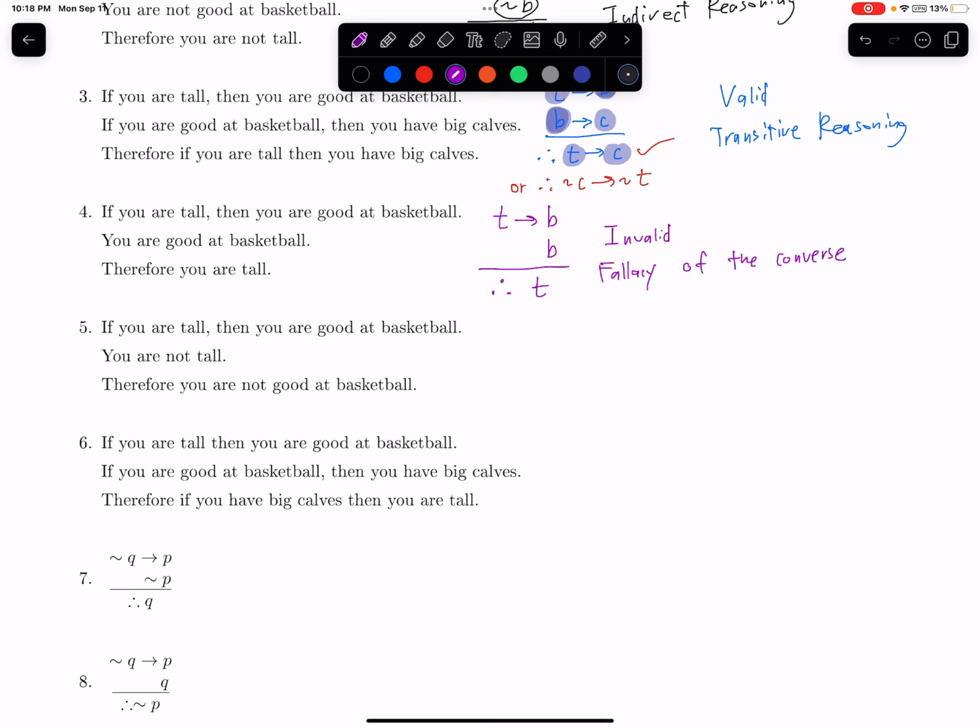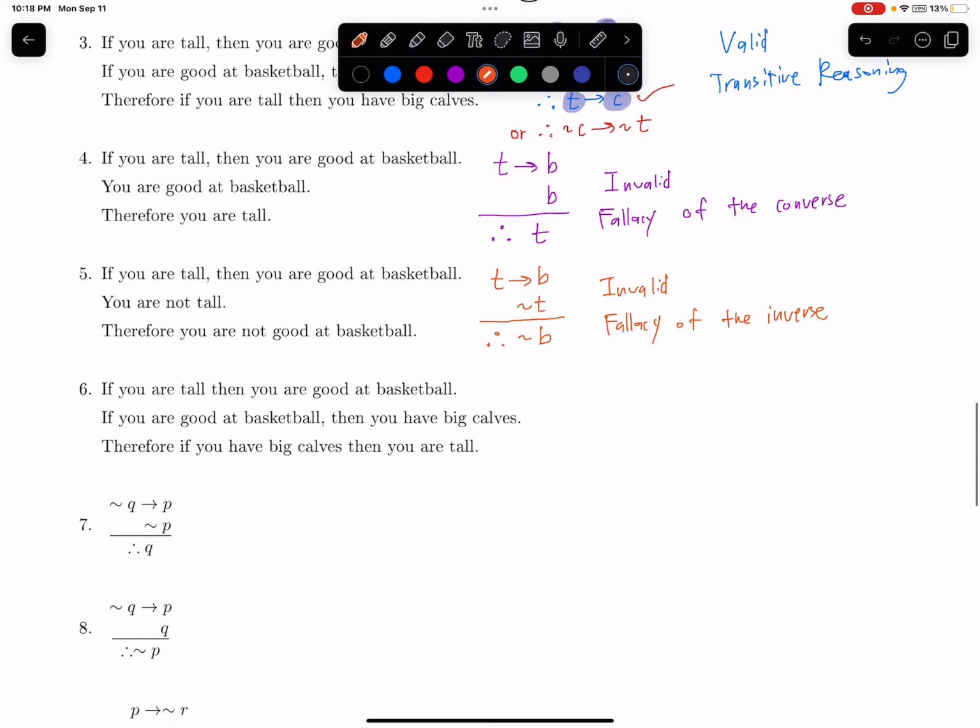Okay, next one. If you're tall, then you're good at basketball. Same initial starting premise. You're not tall. That's the negation of T. And already it's looking like that's how the inverse starts, right? Negation of the left side. Therefore, negation of the right side, that's the inverse pattern. So again, invalid. Fallacy of the inverse.